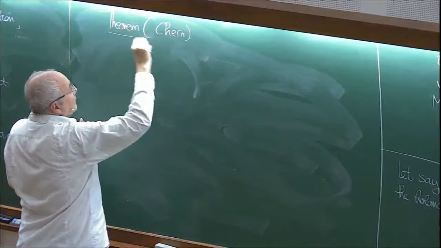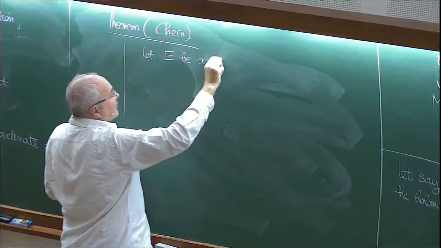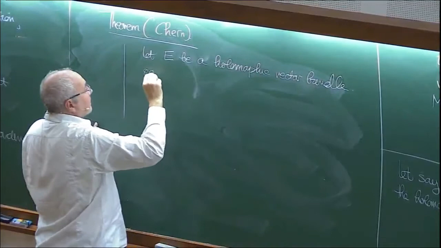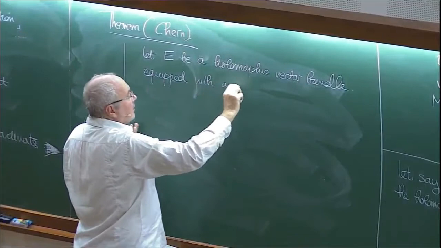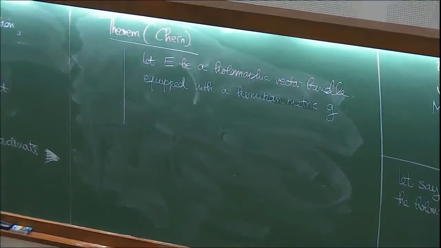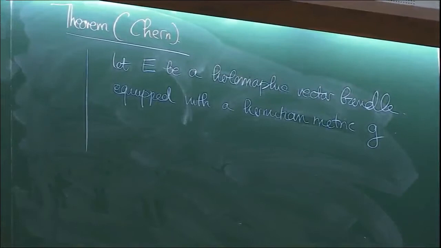So let E be a holomorphic vector bundle equipped with a Hermitian metric. So what is a Hermitian metric? It's just a metric which is Hermitian in every fiber, and of course smooth, right? But I don't require anything like, I mean, you can't have a metric to be holomorphic because it's a real object.